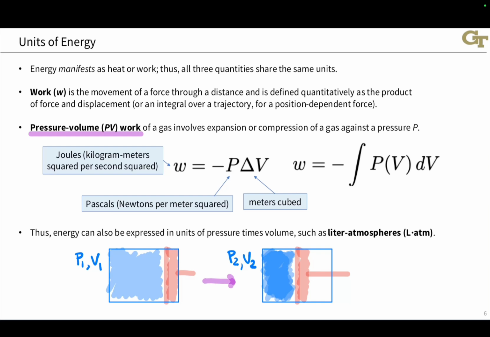And to quantify that work, we actually still do the force distance calculation, but now we're multiplying a pressure, which is a force per unit area, times the change in volume, right? Which is a length times an area, if you think about volume. So this is essentially force times distance. And the negative sign appears here so that compression, decreasing the volume, V2 less than V1, results in positive work.